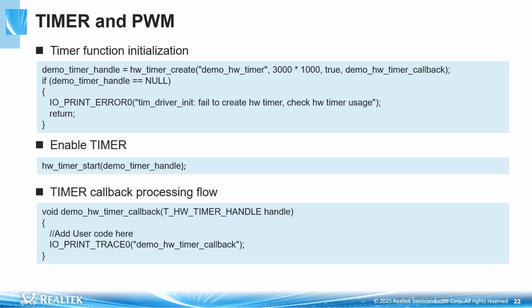This section introduces the basic operation flow of timer. First, call the function HWTimer_Create to create a timer, then call the function HWTimer_Start to start the timer. When the timer counts to 0, the callback function registered when the timer is created will be executed.